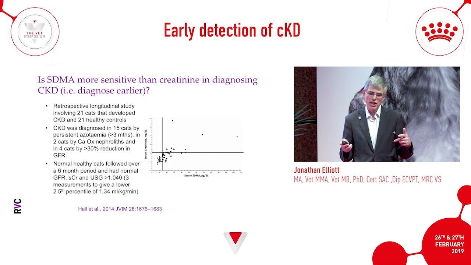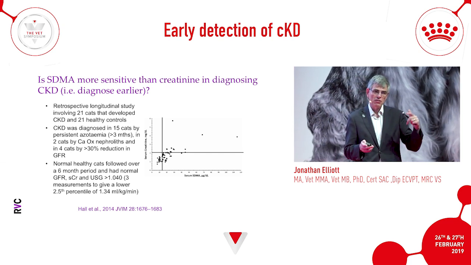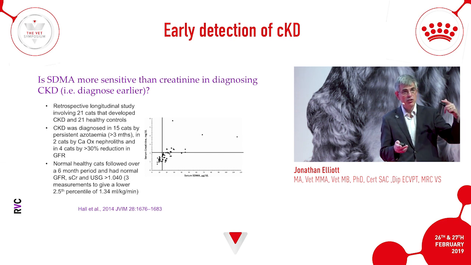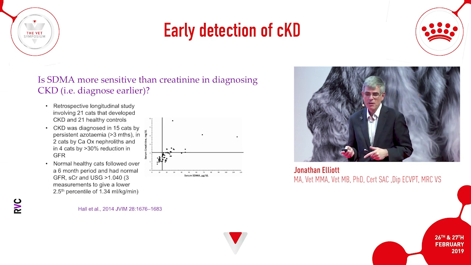3 measurements were used for the GFR in each of these cats, and that gave a 2.5 percentile for the lower limit of the GFR of 1.34 mL per kilogram per minute. And they took that as being the lower limit of normality, and any of the cats that had chronic kidney disease diagnosed based on GFR were below that 1.34 mL per kilogram per minute.